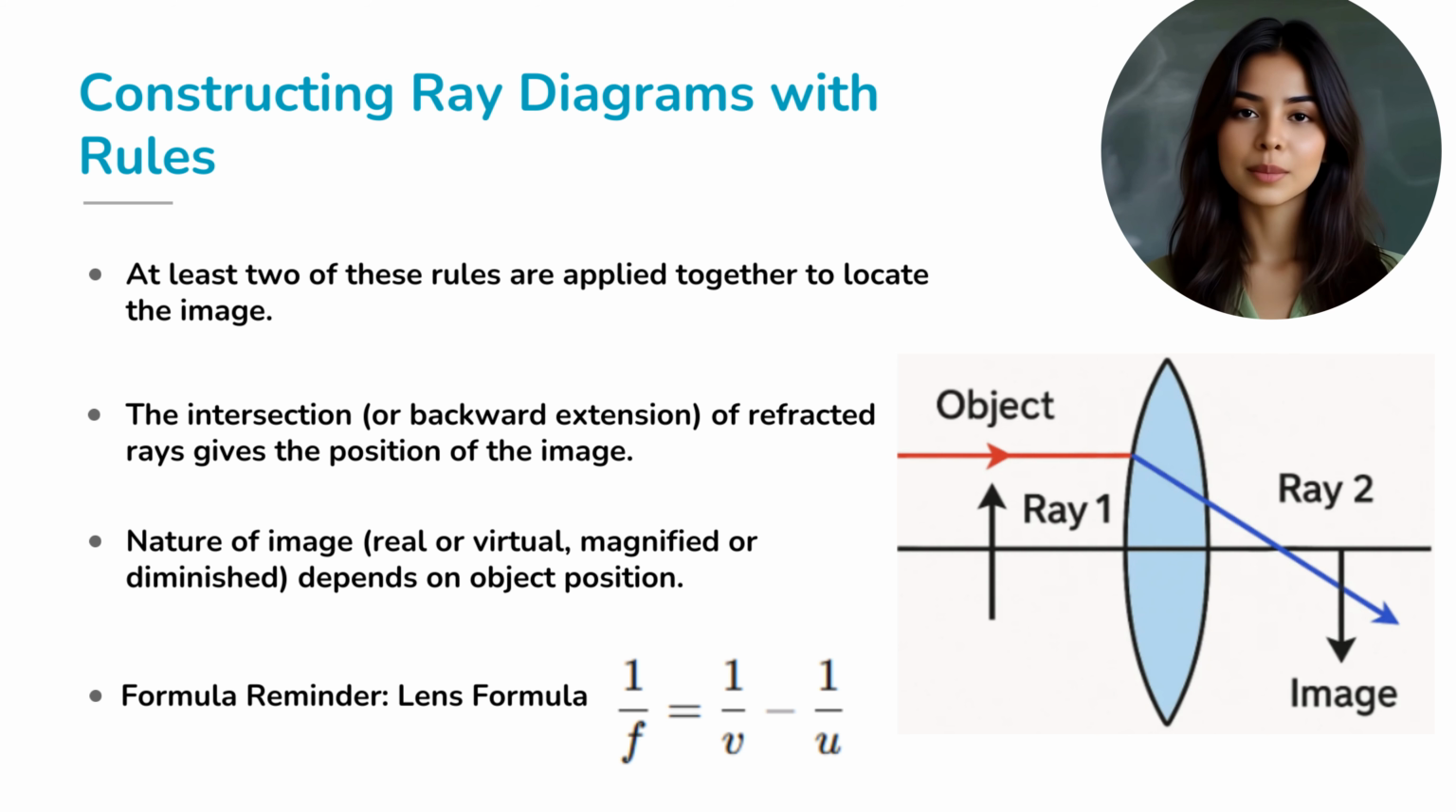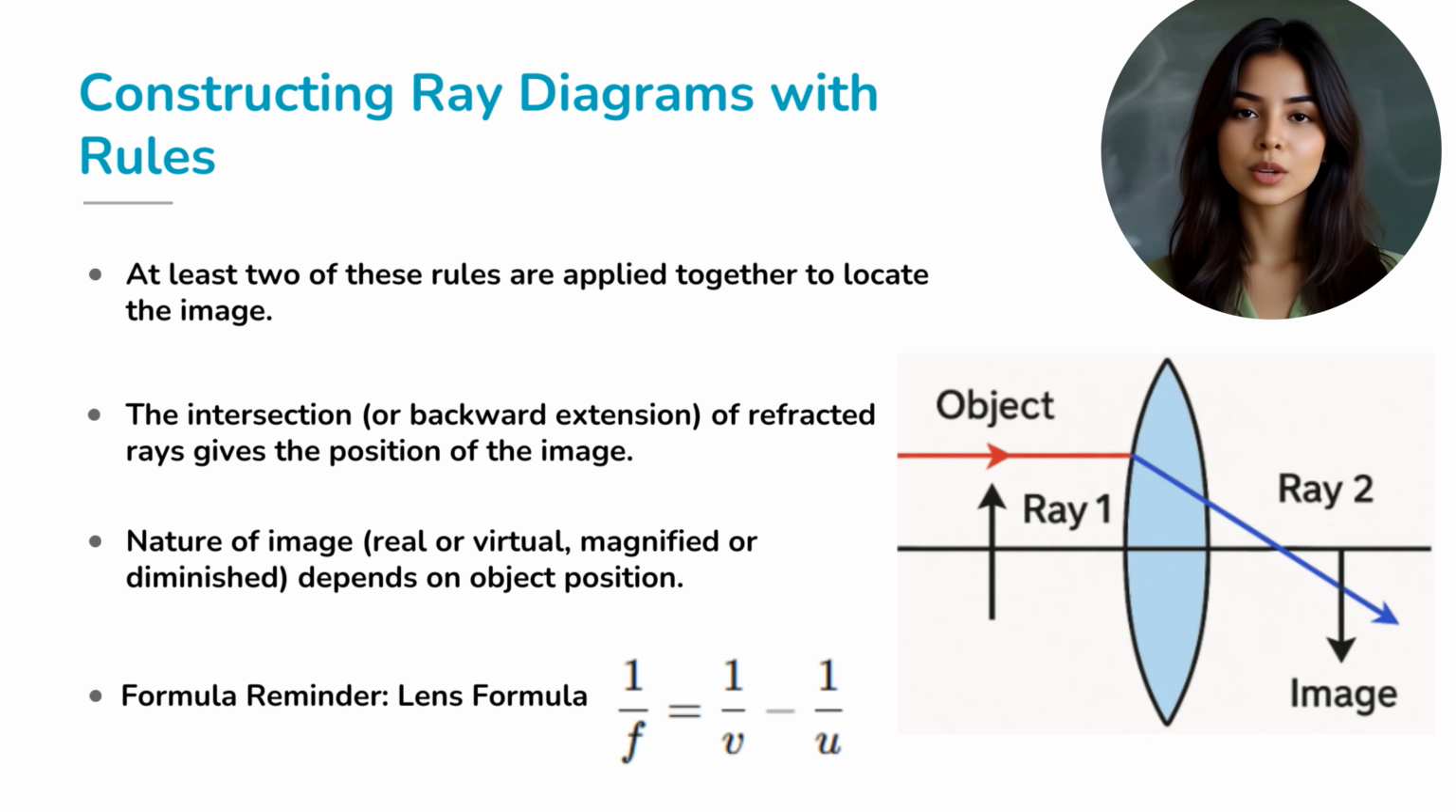Now here's the exciting part. The nature of the image depends on where you place the object. Sometimes the image is real and inverted, sometimes it's virtual and upright, sometimes magnified, sometimes diminished. So yes, lenses can act a bit like mood rings. Their output changes depending on the input.